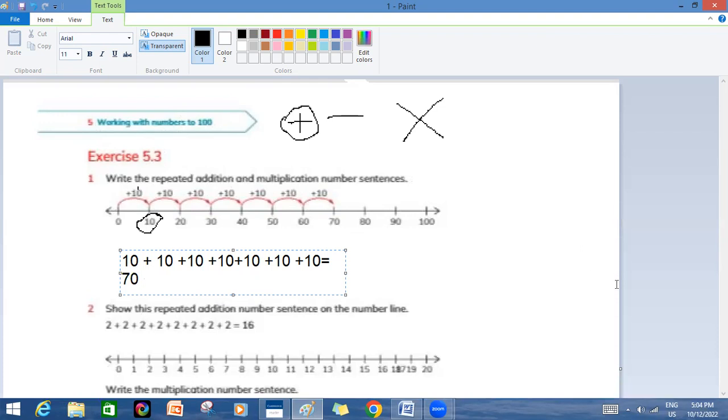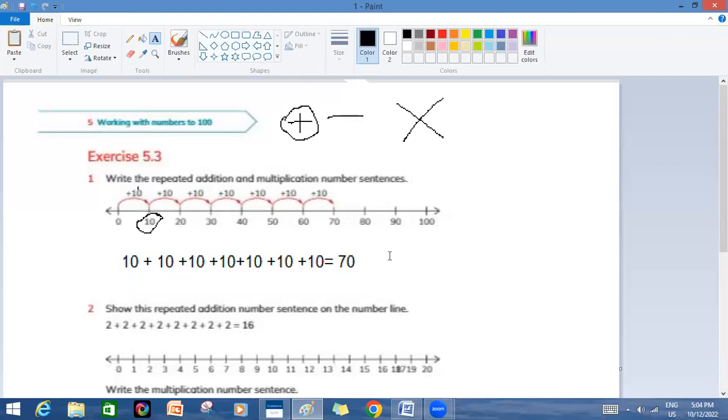So repeated addition means you are going to add all the tens together. 10 plus 10, 20. 20 plus 10, 30. 30 plus 10, 40. 40 plus 10, 50. 50 plus 10, 60. And 60 plus 10 is 70. This is the repeated addition. What is it? Repeated additions. The same number, we add it again and again. This is called addition number sentences.